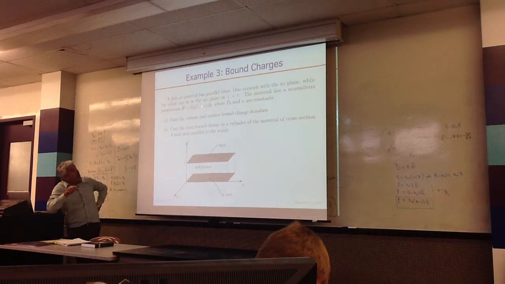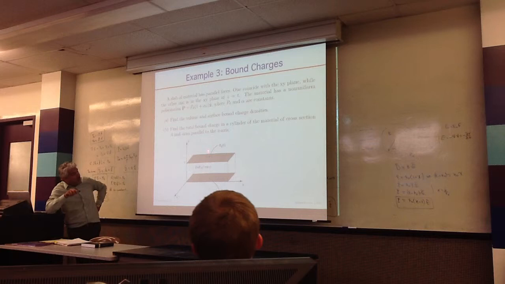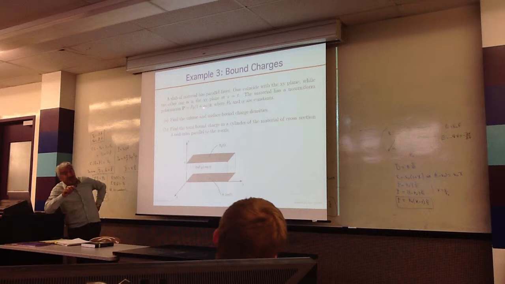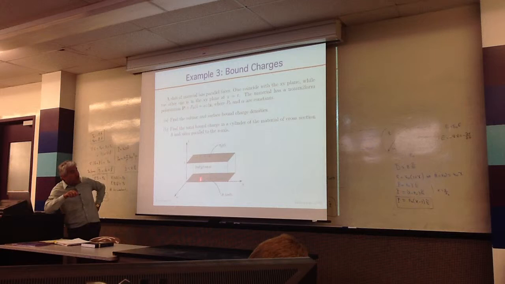So at the bottom, I'm just going to have minus P0. That's it, for sigma bound at the bottom. At the top, z is in the plus direction, z normal. The normal is z hat in the plus direction. So now I have to have P dotted into z hat, but now z here is t. So sigma bound on top is P0 (1 plus alpha t). That's what P dot n would be. So now you have two different sigmas, right?